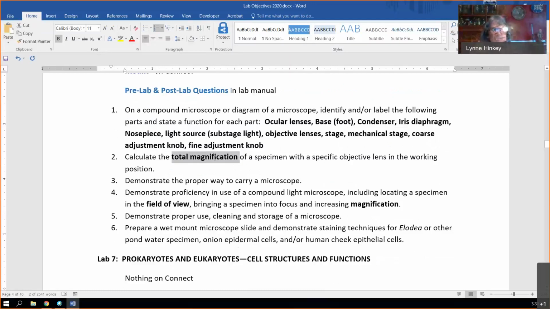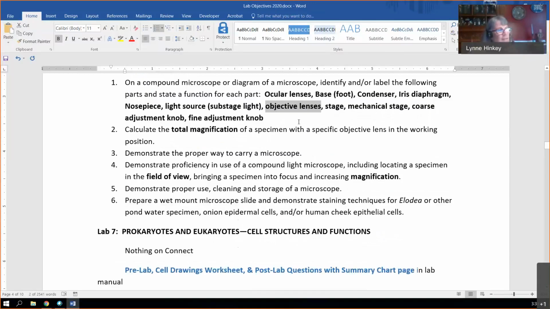Total magnification. This one, we're pretty good on that, but a few people wanted to add instead of multiply. We're going to multiply my ocular lens times my objective lens to get the total magnification. As my objective lens numbers go up, my magnification goes up. But as my magnification goes up, my field of view gets smaller.